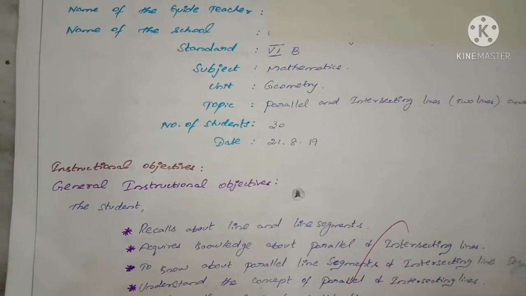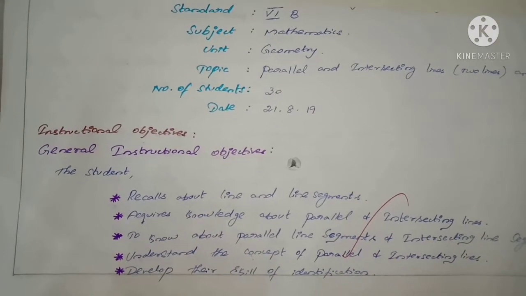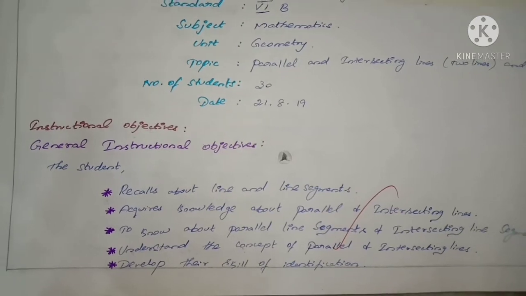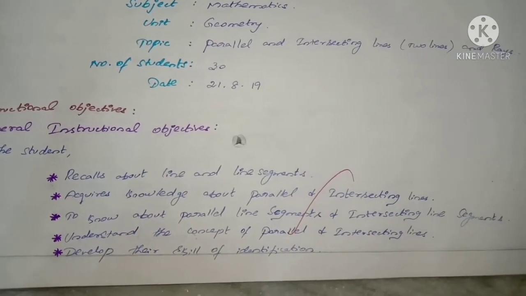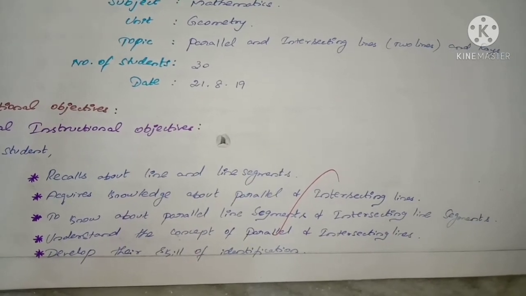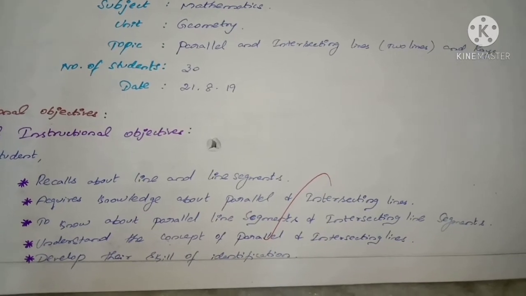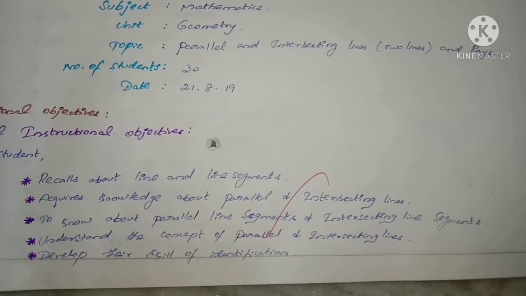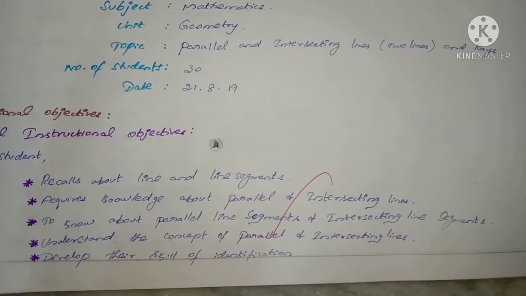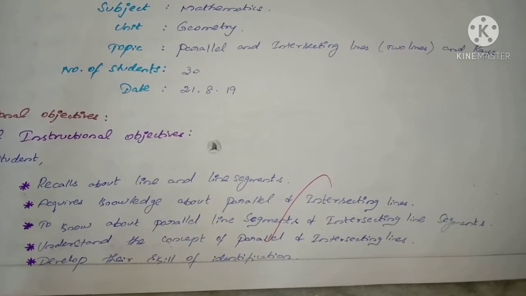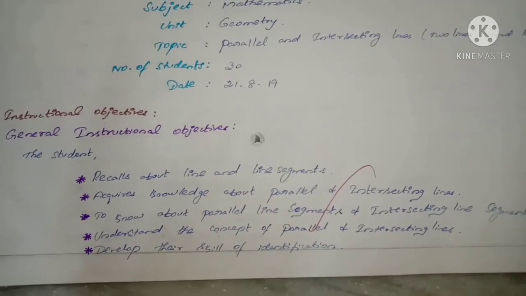Then let's move to the topic, instructional objectives. General instructional objectives. The student recalls about line and line segments, acquires knowledge about parallel and intersecting lines, knows about parallel line segments and intersecting line segments, understands the concept of parallel and intersecting lines, and develops their skill of identification.